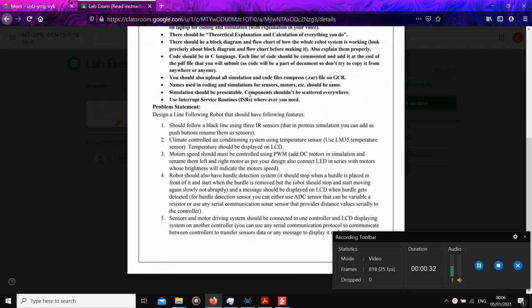So what we're supposed to do here is build a line following robot that is going to have these five basic features. The first one is that it should follow a black line using three IR sensors. This is a very common procedure used for a line following robot. You have your infrared sensors attached to the front of your car or your robot.